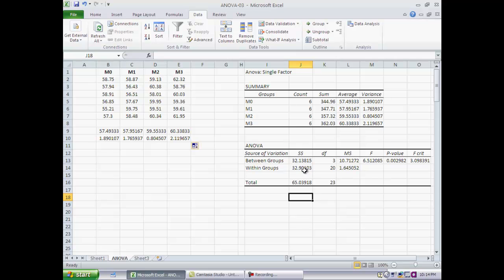One thing to notice, of course, is that 32.13815 plus 32.91 is equal to 65.09. So just to show you, I add these two squares together and notice that it exactly equals the total. Before I tell you where these totals come from, arithmetically you can see that the total sum of squares, TSS, which is 65.03, has been split into two parts. One is the sum of squares between groups, the other is the sum of squares within groups. So where do these numbers come from?